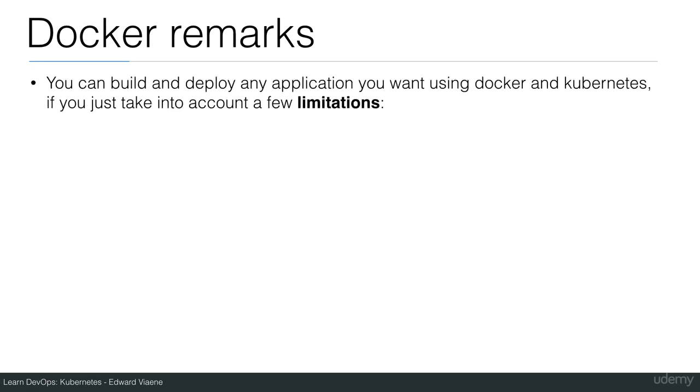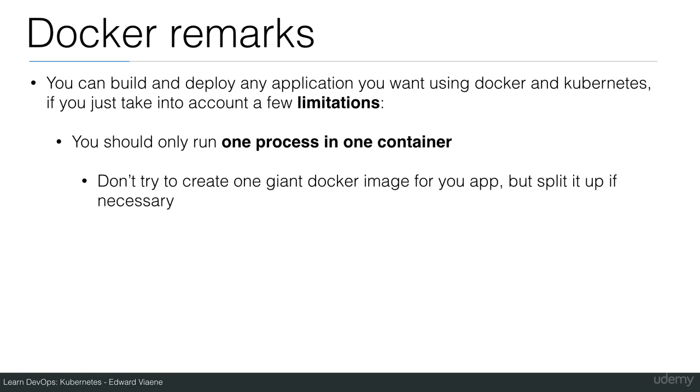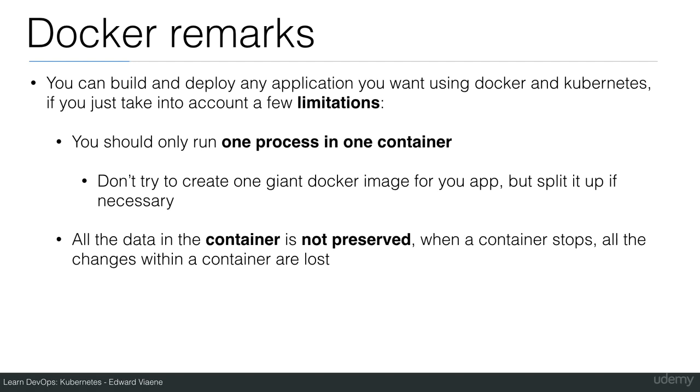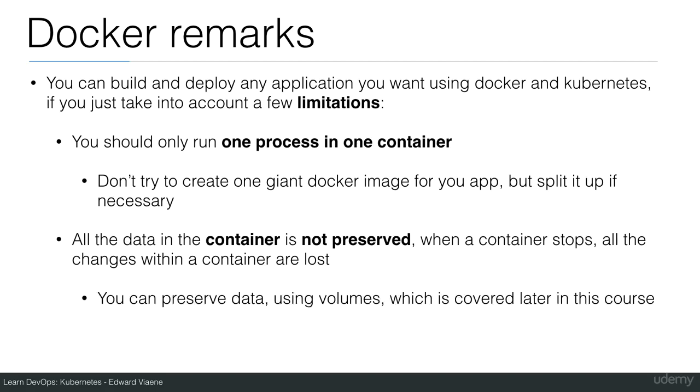Just a few remarks. You can build and deploy any application you want using Docker and Kubernetes, if you just take into account a few limitations. You should only run one process in one container. Don't try to create one giant Docker image for your app, but split it up if necessary. All the data in the container is not preserved. When a container stops, all the changes within a container are lost. You can still preserve data using volumes, which is covered later in this course.